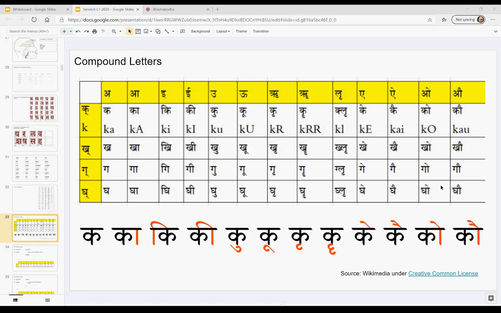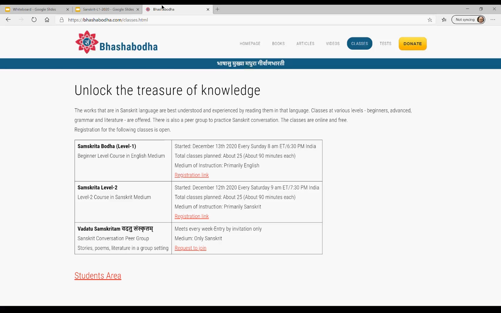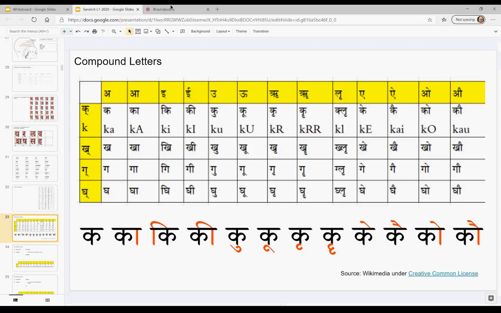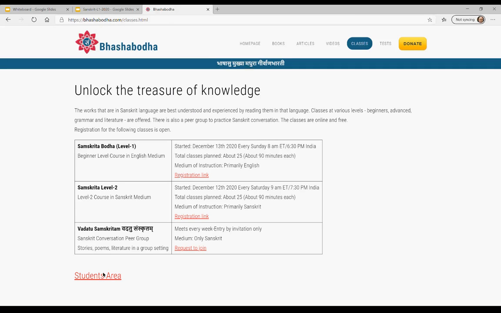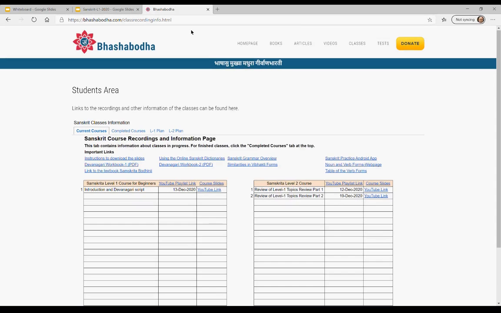All right. Last time I had given the workbook, so it's just practice. Easy way means workbooks can be used. I hope all of you have got access to the website I sent in the last email. You can go to bhashabodha.com. There is a classes link at the bottom, and a students area, or you can just bookmark this.